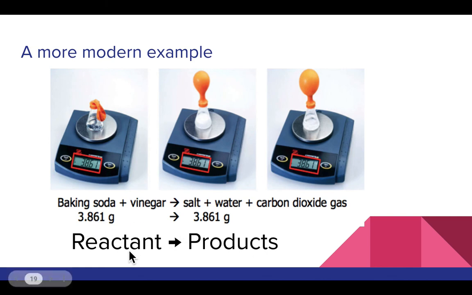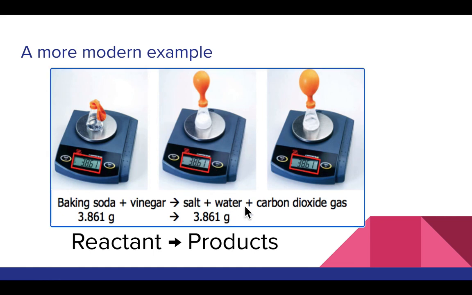So our reactants, what we start with, is the baking soda and the vinegar. And what we end with in this last slide is salt, water, and carbon dioxide gas, the products. But it's just been a rearrangement because we have not lost any matter. And that is your lesson on defining chemistry and matter.